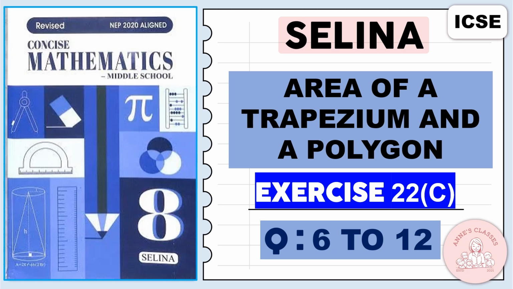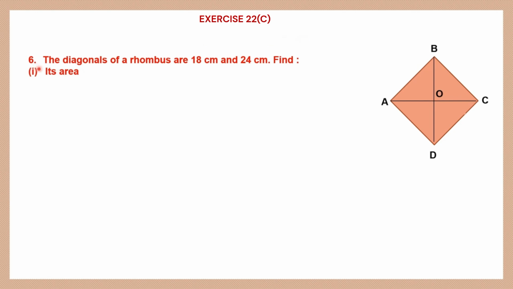Let's do area of a trapezium and a polygon, exercise 22C. Question 6. The diagonals of a rhombus are 18 centimeters and 24 centimeters. So we have drawn a rhombus here just for our understanding. A rhombus is a parallelogram in which all four sides are equal. Here the diagonals of the rhombus are given to us, 18 centimeters and 24 centimeters.